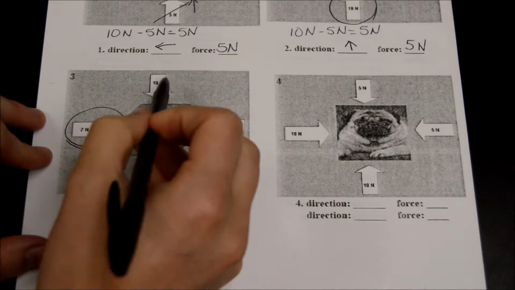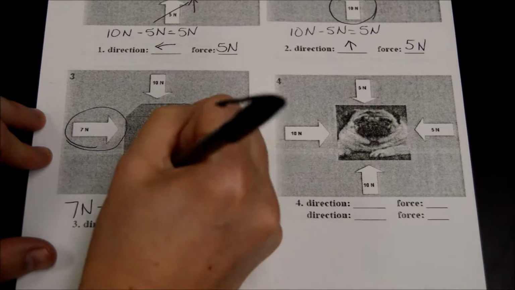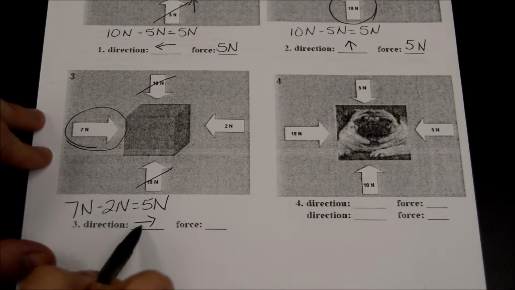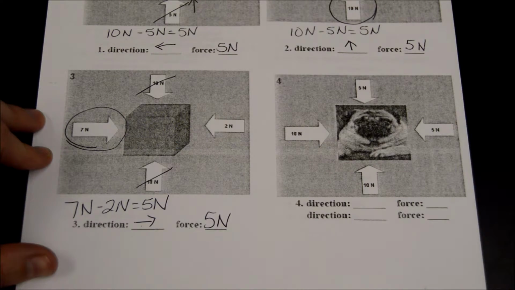And our up and down arrows are balanced. They're pushing in opposite directions and they equal, so we don't need those. So our direction is to the right. Our force is 5 newtons.